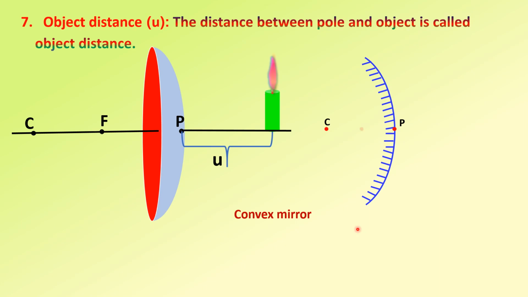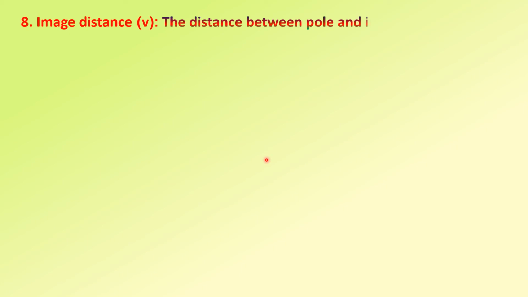P, C, F, principal axis, and here is the object. So from here to here the distance is called object distance. It is represented by small u. And the next one is image distance. The distance between the pole and the image is called image distance, and it is represented by small v.